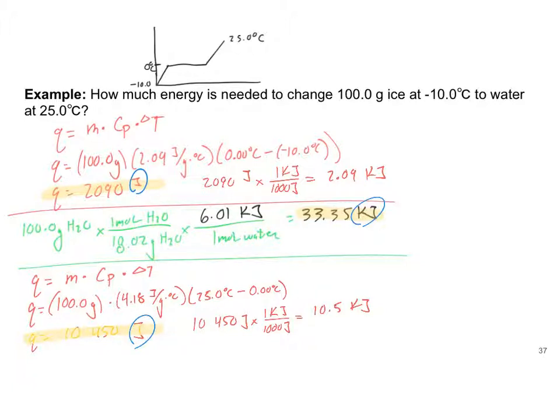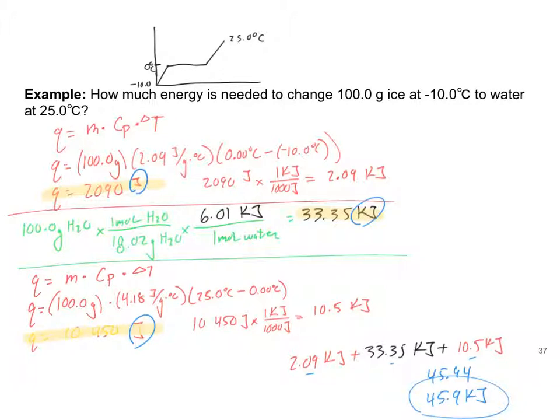So now we are going to add up the 2.09 kilojoules plus the 33.35 kilojoules plus the 10.5 kilojoules. So when we add all that up, we have 2.09 plus 33.35 plus 10.5. We get something like 45.94. But I have 2 decimal places, 2 decimal places, and 1 decimal place, so it really becomes 45.9 kilojoules of energy required to raise the ice from -10 to 25 degrees Celsius.